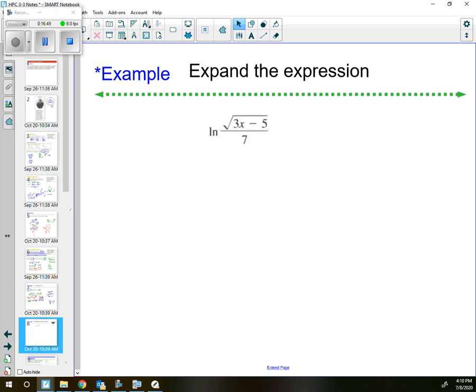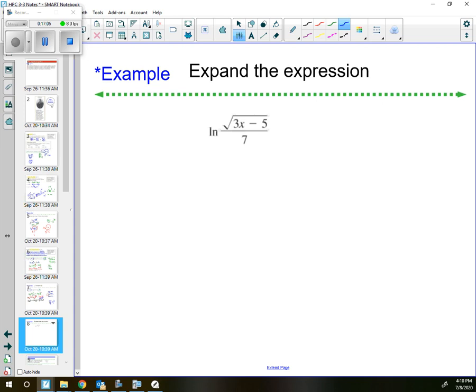All right, I'm going to have you take a peek at this one and see if you can give it a whirl. I want you to pause the video, think about order of operations, what would you do, and how do I work backwards to figure that out? So we're going to expand. Okay, so think about order of operations again.